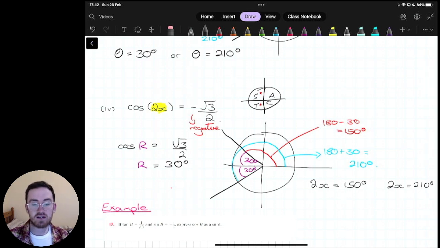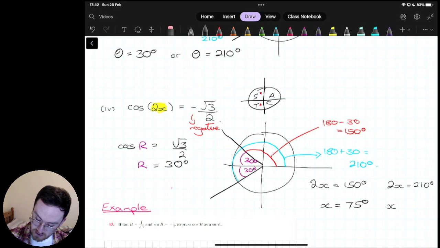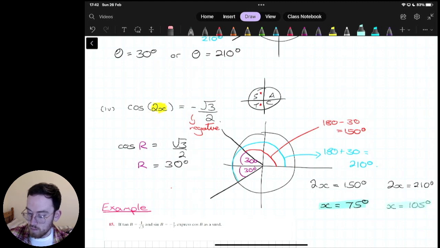Now generally, we should be familiar enough with that we don't usually look for 2x, we usually look for x. So let's find x. x is 75 degrees, or x is going to be 105 degrees. And really those would be our answers. But we can see, when did we decide to divide by 2? We didn't divide by 2 until the very end.